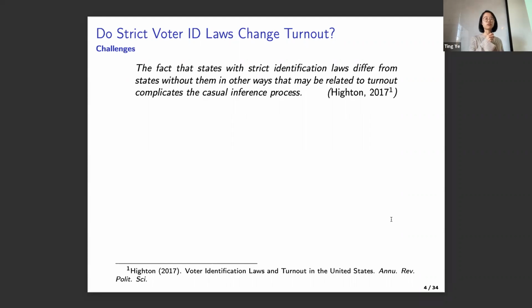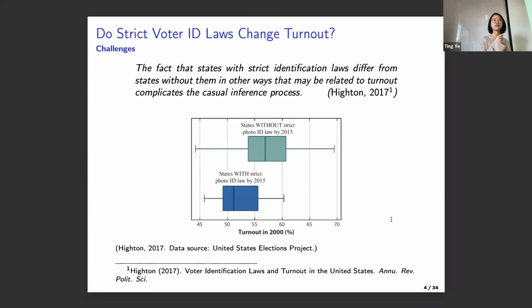There are many reasons, and a crucial one is that states adopt strict voter ID laws in a highly purposeful fashion. Therefore the states with and without these laws are systematically different, which may be different in a way that relates to voter turnout. To see this is not merely theoretical, you can see in this figure that the turnout rate in 2000, which is before any state had adopted strict voter ID laws, in the states that would eventually adopt strict voter ID laws by 2015 was about 3% lower compared to the other states. So they have systematic differences, and it's important to address them.